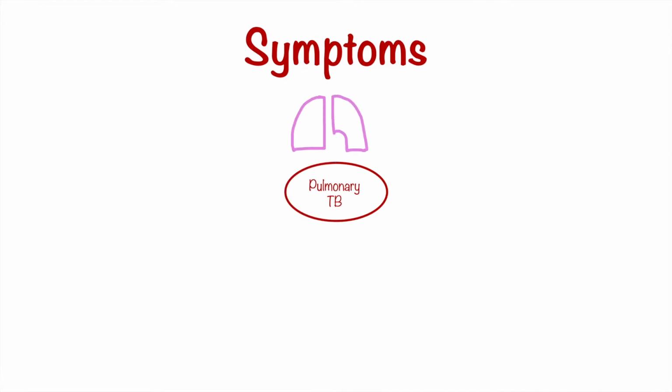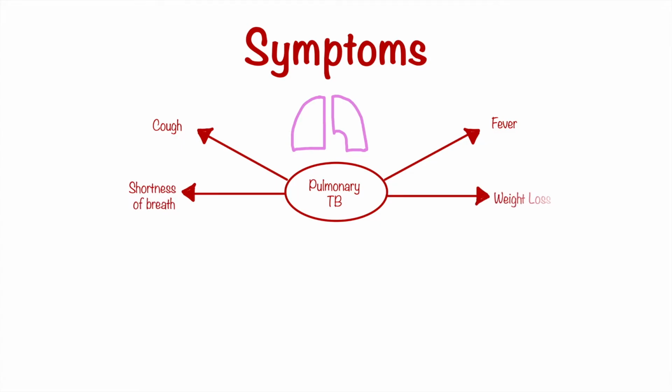Let's focus on pulmonary TB. Start off with common symptoms: cough, fever, shortness of breath, weight loss, hemoptysis, and there can also be symptoms of laryngeal and pharyngeal involvement, such as a hoarse voice.